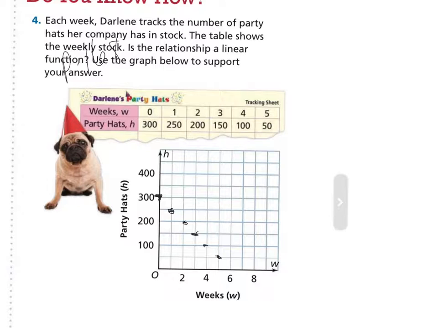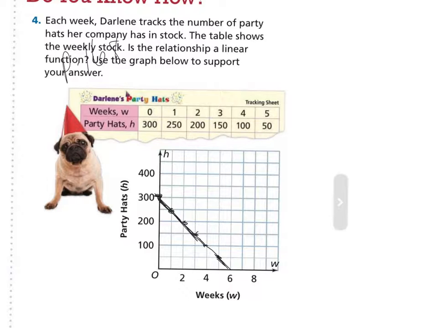And like we said, you could technically argue probably that we can connect these dots because it's possible, you know, like part way through the week we would maybe have in between amount of hats. We could even extend this as long as we stay in the first quadrant. We don't want to have negative party hats or negative weeks.